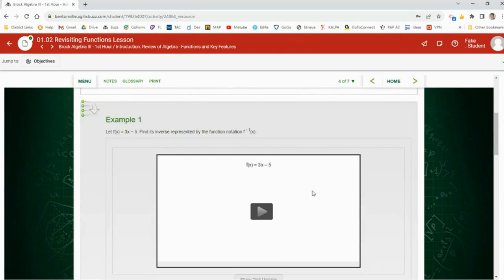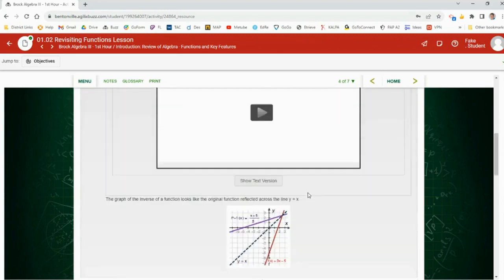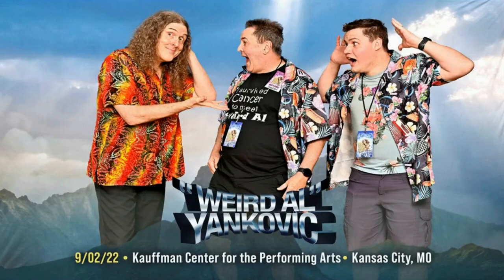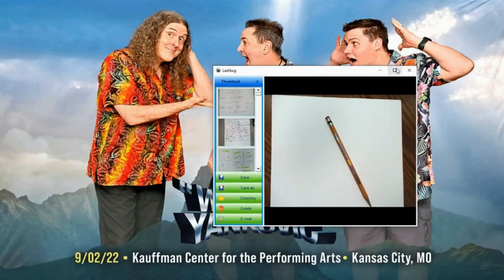Rather than going through the examples here on the page, I'm going to move this over here. Put this up instead. Yes, that's my Weird Al wallpaper there, because I had backstage passes to see him in person last year with my son-in-law. All right, let's work through some of this together.